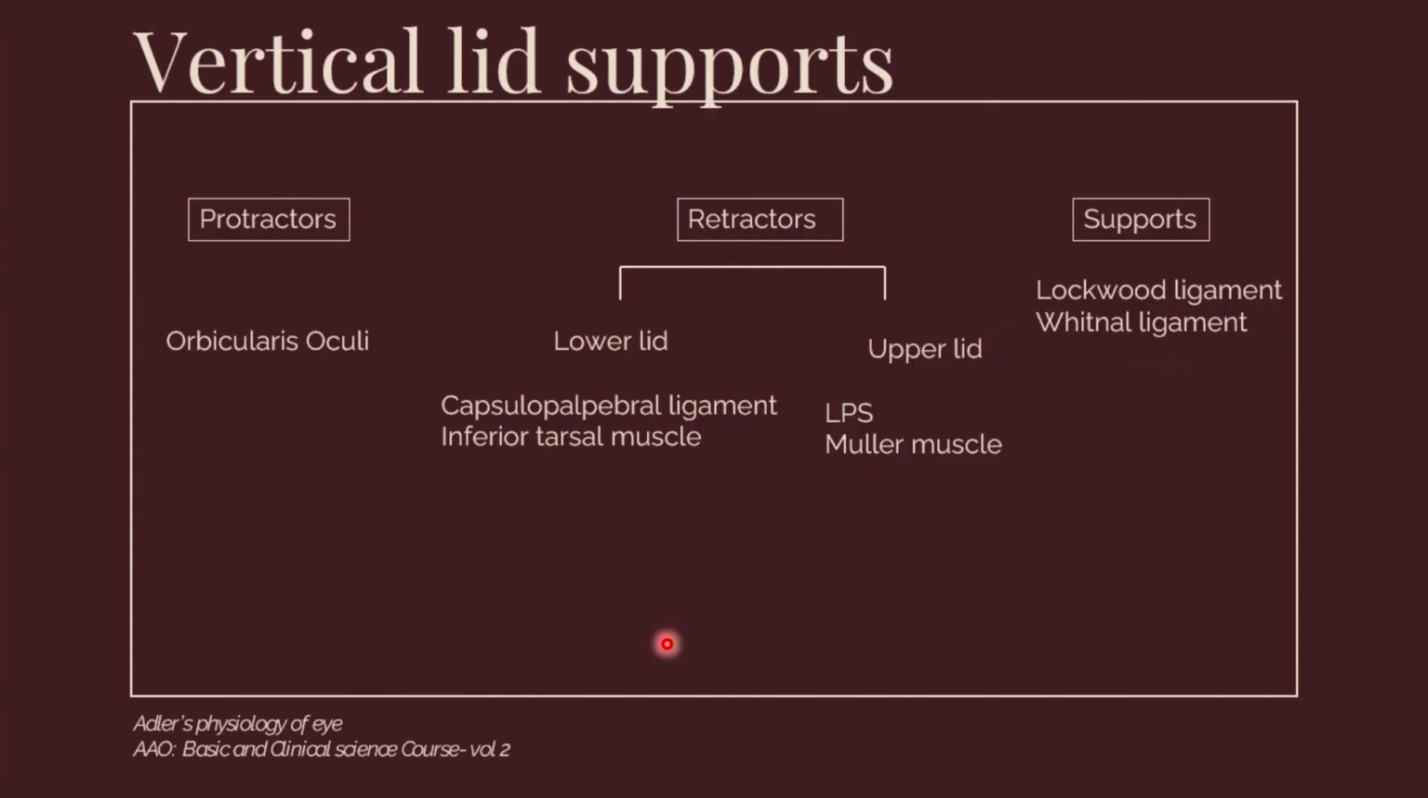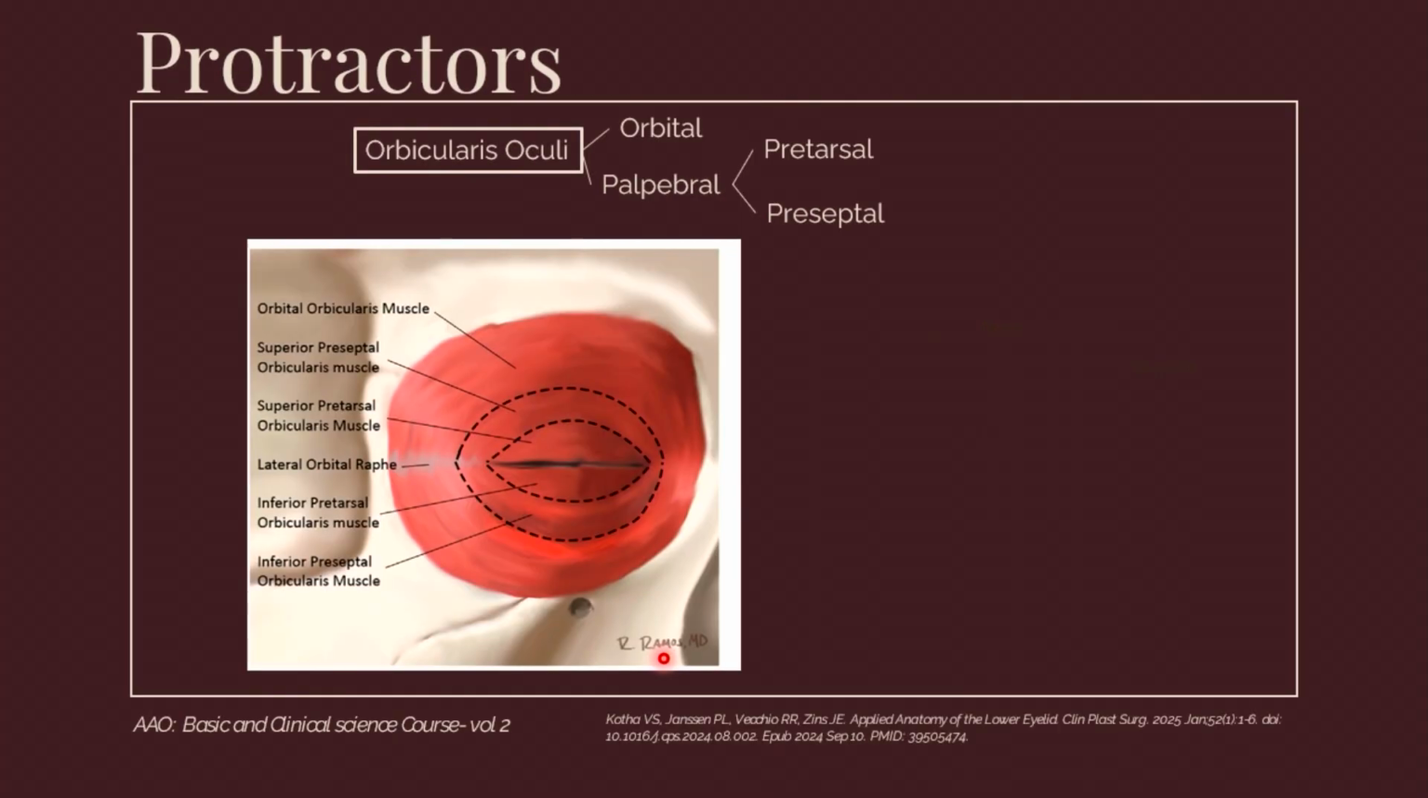Next, we move on to the vertical lid supports. We have the protractors, retractors, and some ligaments. Protractors are just the orbicularis oculi. Retractors are different in the lower and upper lids, as we will see. And the supports are two ligaments, one in the upper and one in the lower lid.